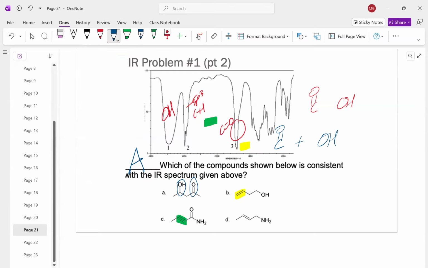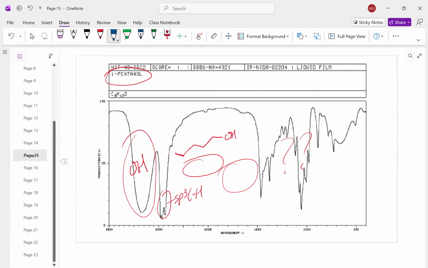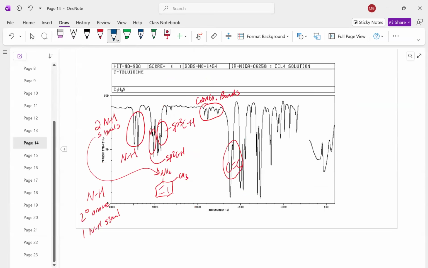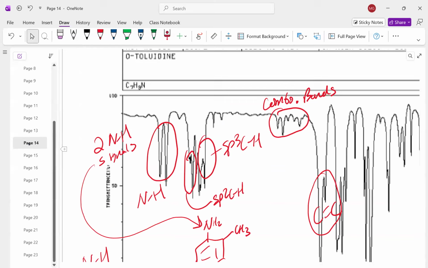And an NH group, those hydrogens, that's not a broad signal. Let me go back a little bit in the notes to find the NH2. So look here at what that NH signal looks like. They're pretty sharp. The only thing that's really super broad are those OH groups.